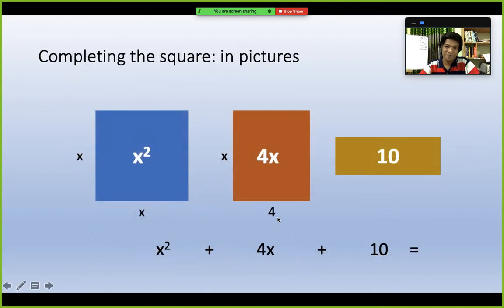Yeah, this is completing the square. Actually, you have seen this slide, but we like it so much that we are showing it again and again.